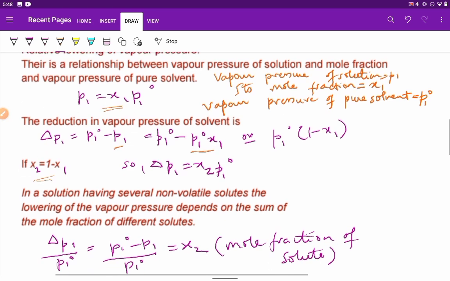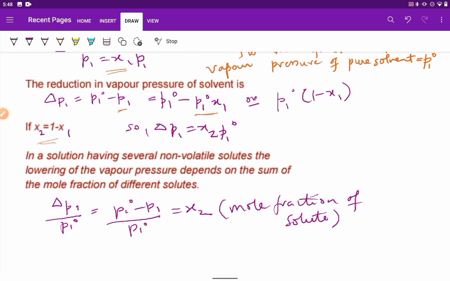So in a solution which is having several non-volatile solutes, the lowering of vapor pressure will depend on sum of the mole fraction of different solutes. See, there are more than one solutes, all are non-volatile. So lowering of vapor pressure will depend on sum of the mole fractions of the different solutes. So with the equation, we can write that delta P1 by P1 naught equal to X2. That is mole fraction of the solute.